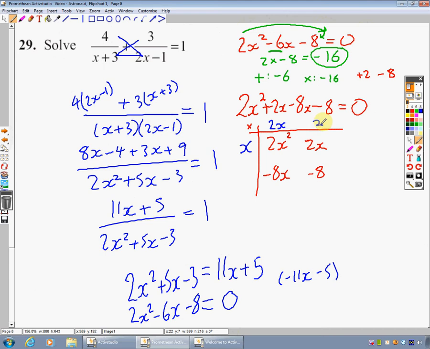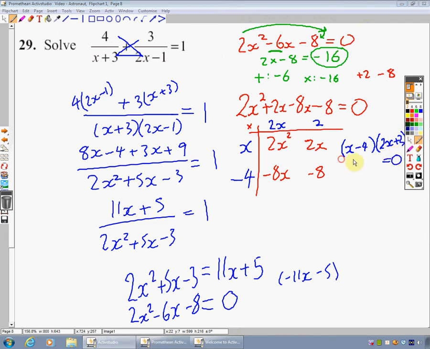X times 2x is 2x squared. X times 2 is 2x. Minus 4 times 2x is minus 8x. And minus 4 times 2 is minus 8. Great, so I end up with my two brackets, x minus 4 and 2x plus 2 equals 0. And again, each of these brackets is going to give me a green pen. There we go. Each one of these brackets is going to equal 0.